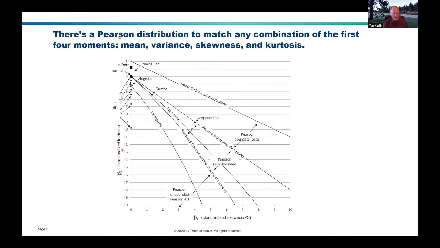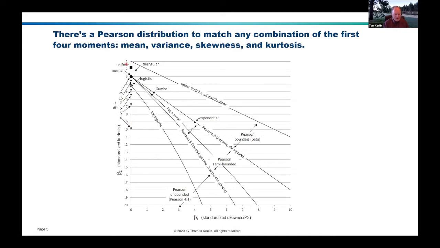This axis here is the kurtosis of the distribution. That is, how fat-tailed is it? Okay. So distributions along this axis are symmetric. They don't have any skewness at all. So you can see the uniform distribution is symmetric. The normal distribution is on this axis. All of the student t distributions are on this axis, okay, because they're symmetric.